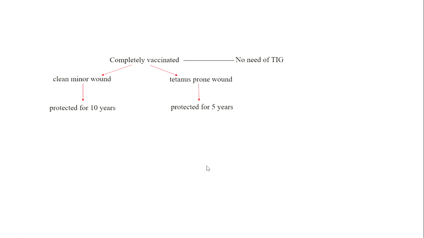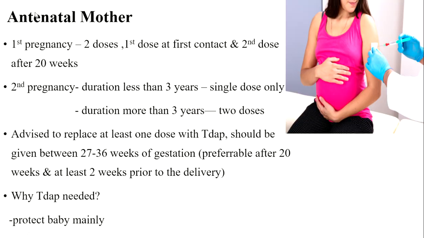So this is roughly the chart showing the duration of protection. If the patient is completely vaccinated, then he will be protected from tetanus from a clean minor wound for at least 10 years, and from a tetanus-prone wound for at least 5 years. So, antenatal mother: we will see the vaccination protocol in the antenatal mother.